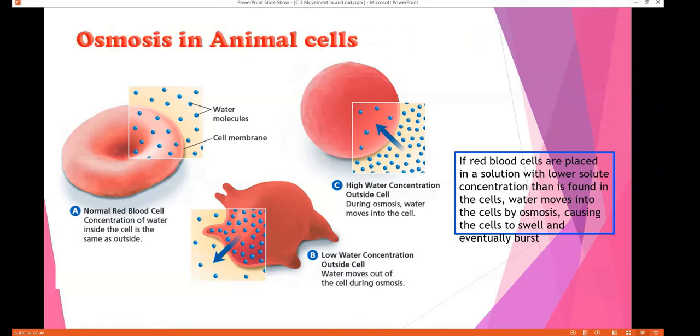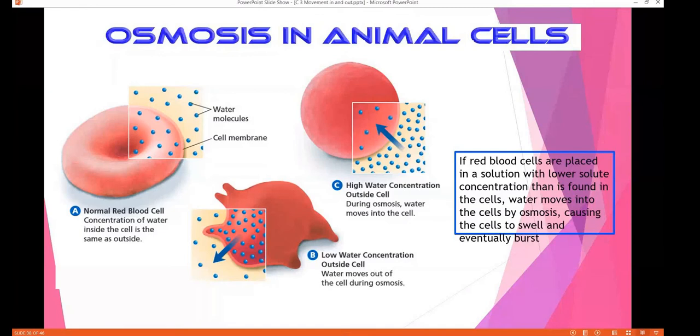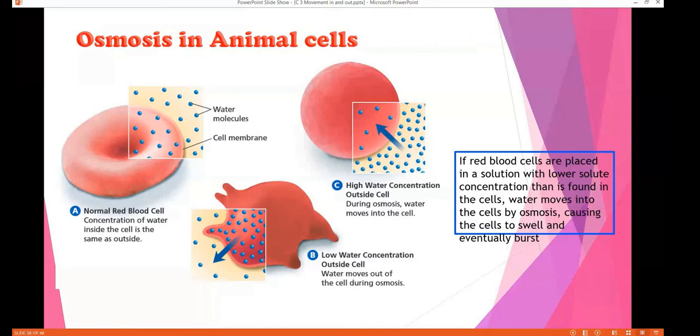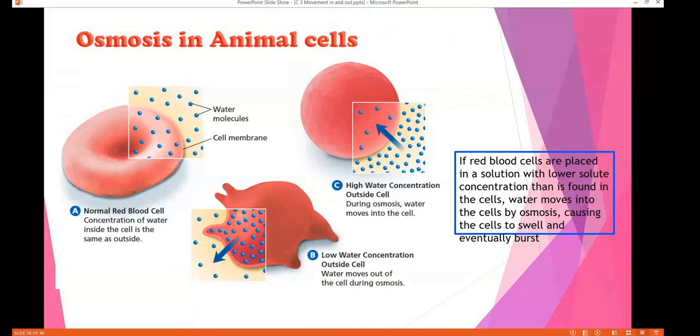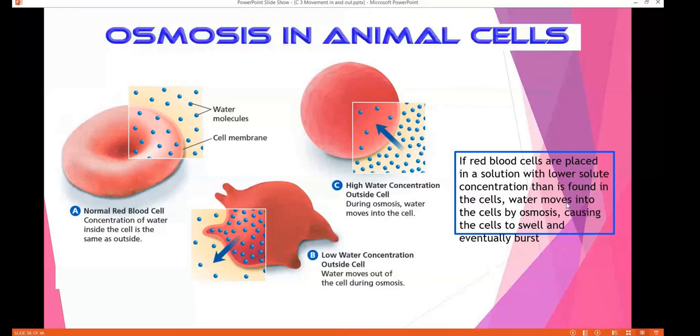In figure A, the concentration of water molecules inside and outside the cell are both equal. In figure B, the concentration of water molecules inside the cell is more than the concentration of the water molecules outside the cell. And then for figure B, what's happening in the cell? Can you also explain that? Water is leaving the cell, from high concentration to lower concentration. Very good.